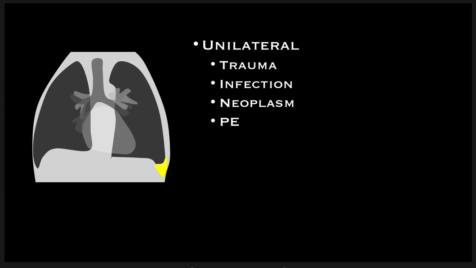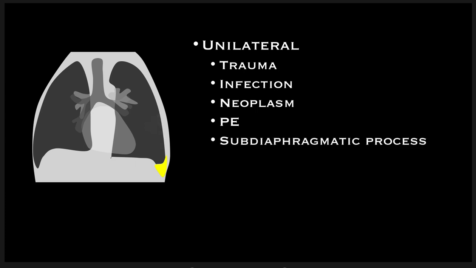Pulmonary embolus is always something good to think about. If you've got a blood clot and it gets squirted out into the lung, you end up getting a peripheral wedge-shaped opacity, which is going to be your pulmonary infarct. That's often seen with an associated pleural effusion. And that can be bilateral, because pulmonary embolus is often bilateral, so it can be unilateral or bilateral.